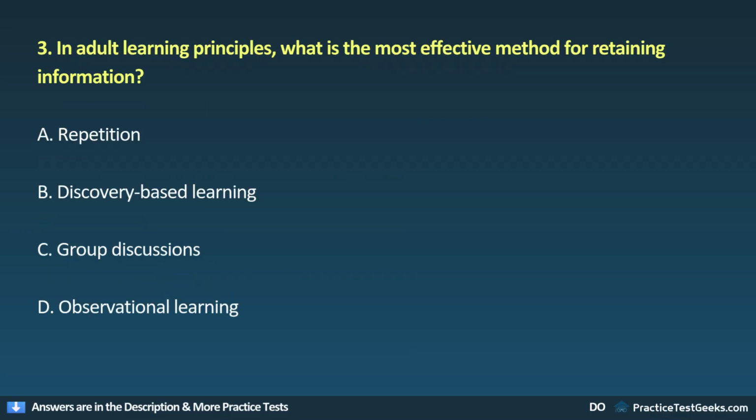3. In adult learning principles, what is the most effective method for retaining information? A. Repetition. B. Discovery-based learning. C. Group discussions. D. Observational learning.